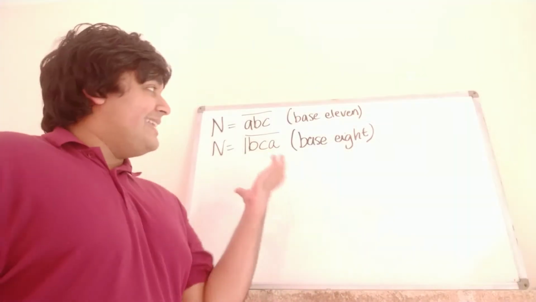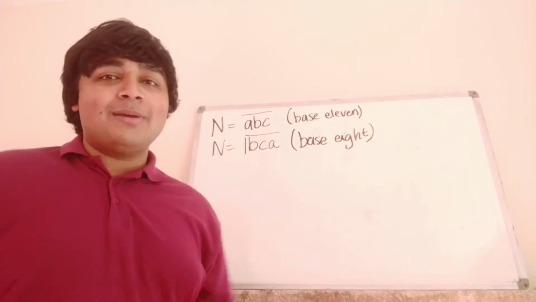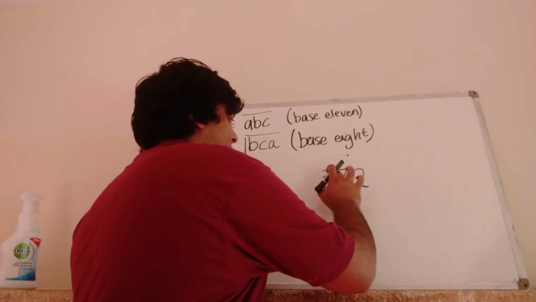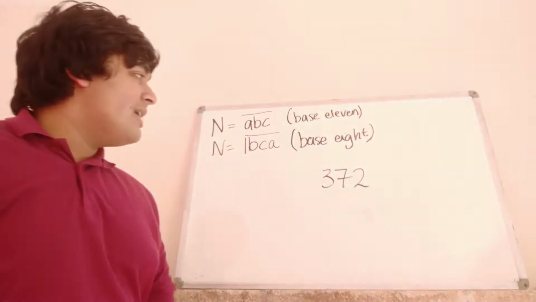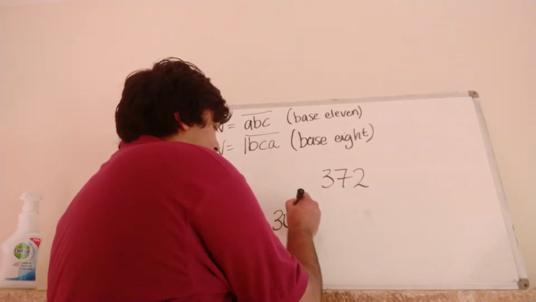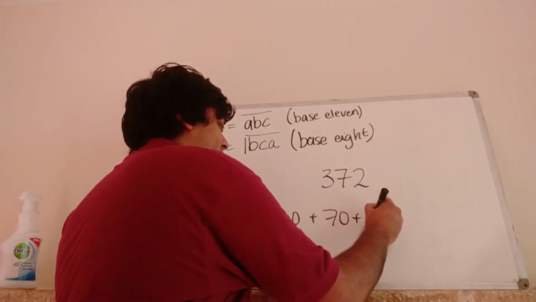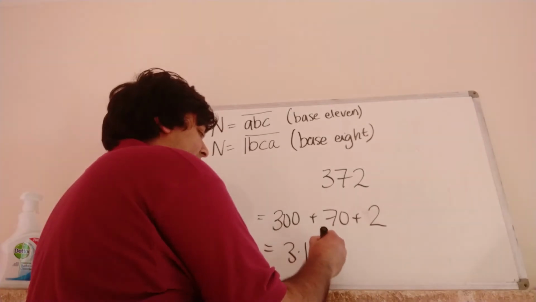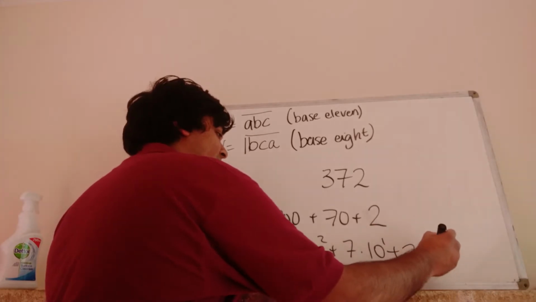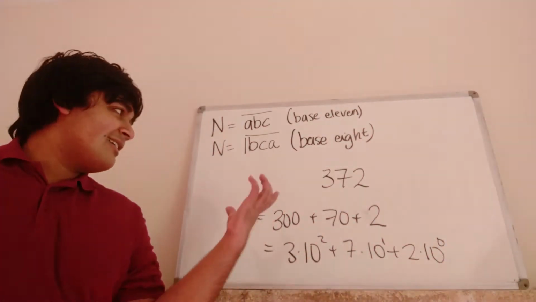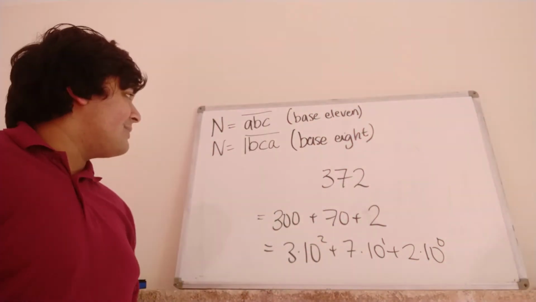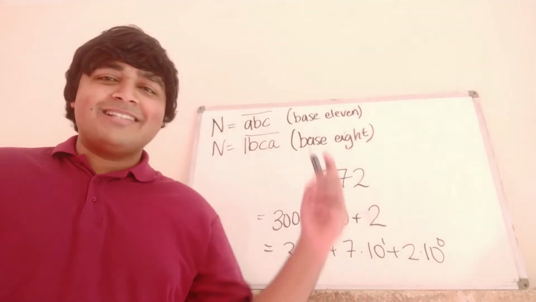What does that mean? Let's look at an example in base 10. We have 372, which I used when explaining what concatenated means. Thinking of that number in base 10, that's precisely 300 plus 70 plus 2, which is 3 times 10 squared plus 7 times 10 to the 1 plus 2 times 10 to the 0. That's how you define base 10 numbers, and the exact same thing goes for base 11 and base 8 and any other base as well.